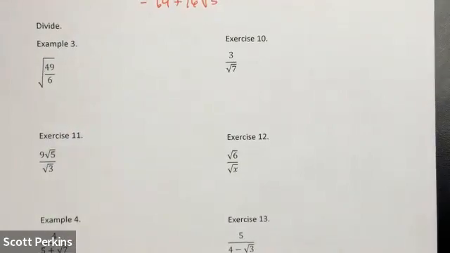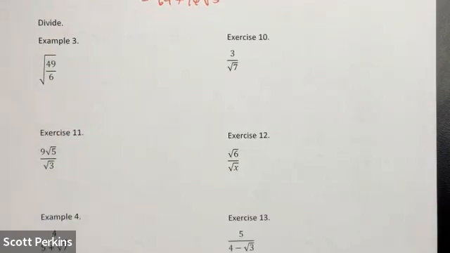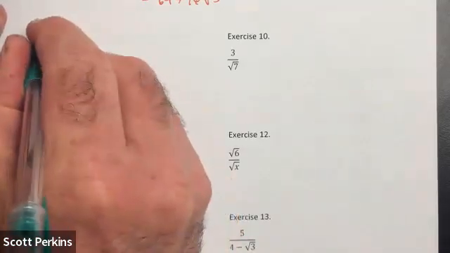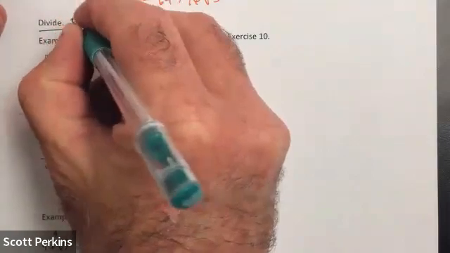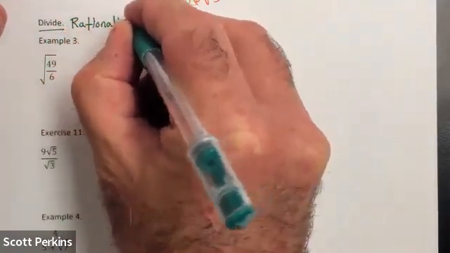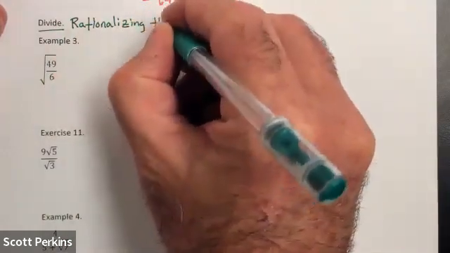All right, so dividing. Here's the interesting thing about dividing radicals. There's actually no dividing involved. Dividing is we're just going to use our multiplication ability. What we call it when we divide radicals is called rationalizing the denominator.